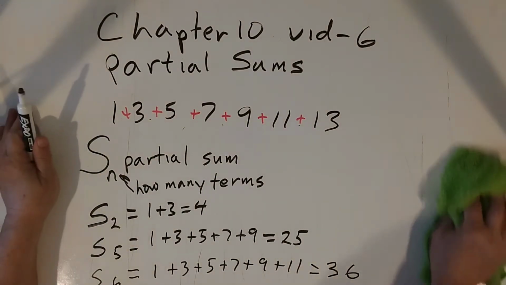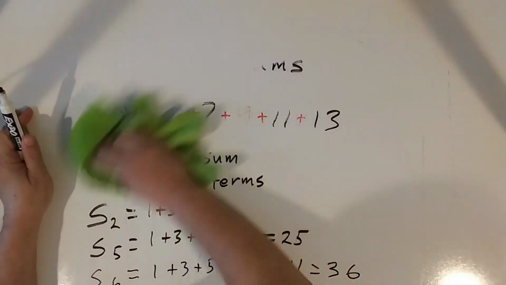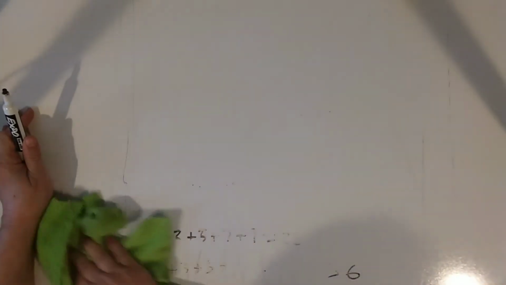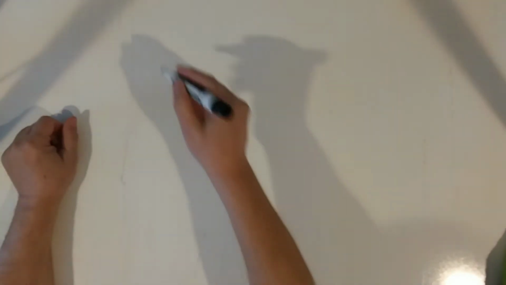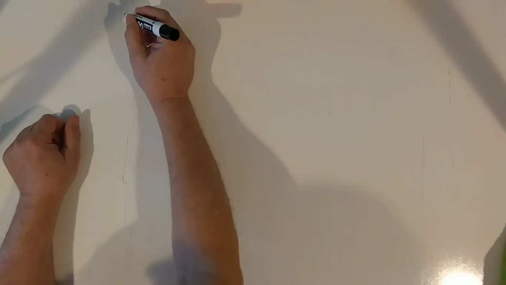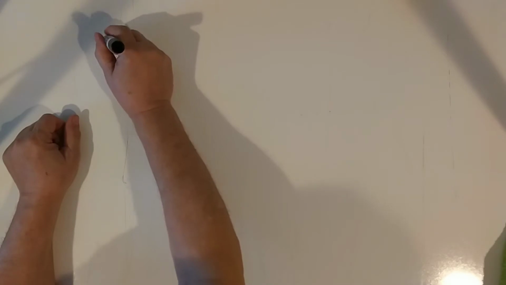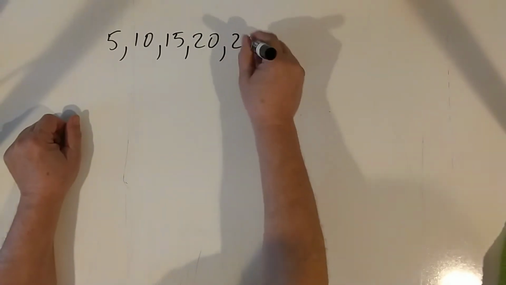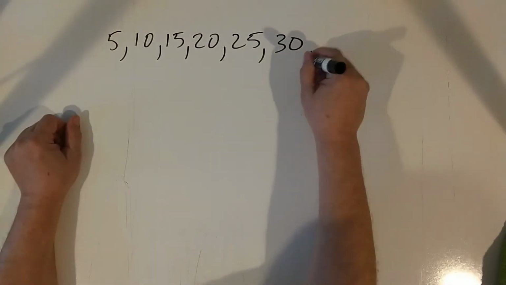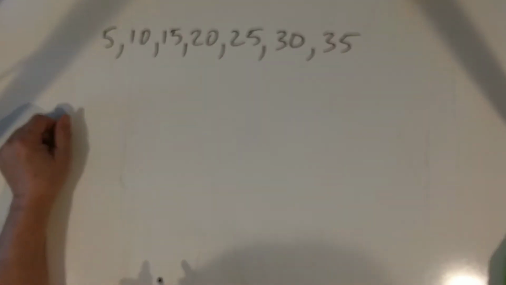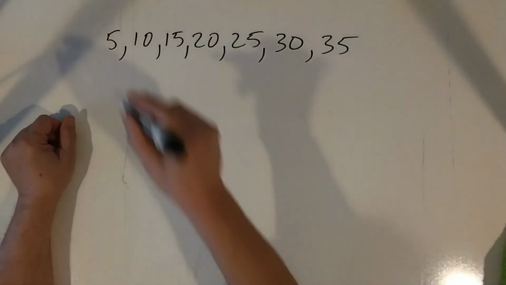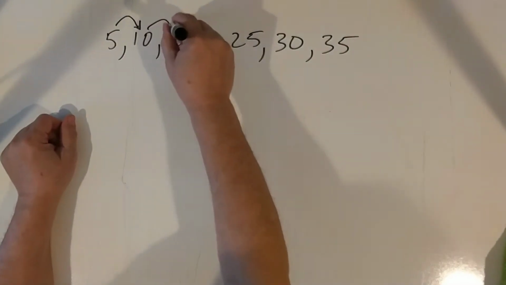Let's look at another example of partial sums. We'll pick another list. 5, 10, 15, 20, 25, 30, 35. In this partial sum, notice that we're going up 5 units each time.